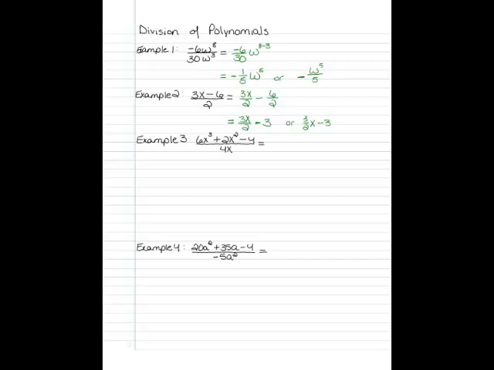For example 3, now we have a trinomial divided by a monomial. 6x cubed plus 2x squared minus 4 divided by 4x. And as we did in example 2, we're going to split it up. We have 6x cubed divided by 4x plus 2x squared divided by 4x minus 4 divided by 4x. Now we can just work with each piece individually.